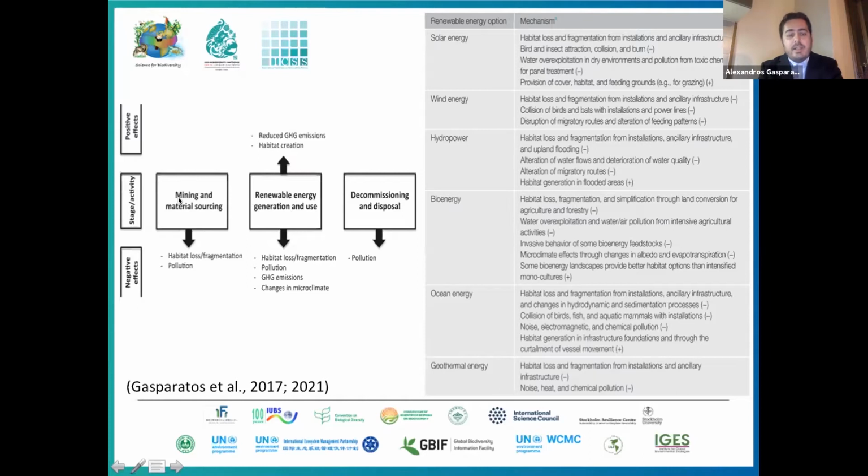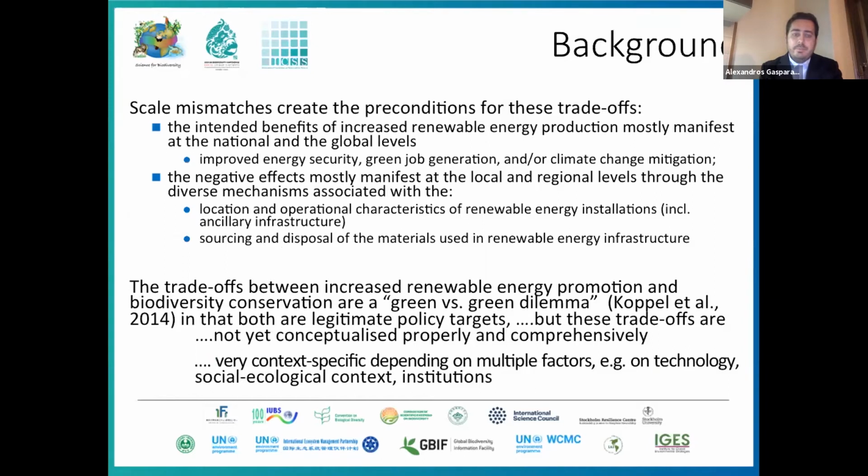There are a few publications, especially in recent years, touching on the issues of biodiversity impacts of material sourcing for renewable energy installations. But what we are lacking almost totally is evidence about the impacts of decommissioning and disposal. Most of this infrastructure is quite new. It's still operational. We do not know what might happen when these things are decommissioned, or how to decommission them to reduce biodiversity impacts.